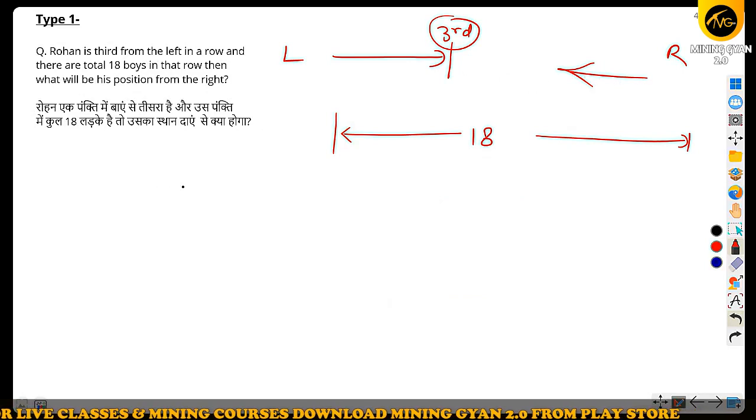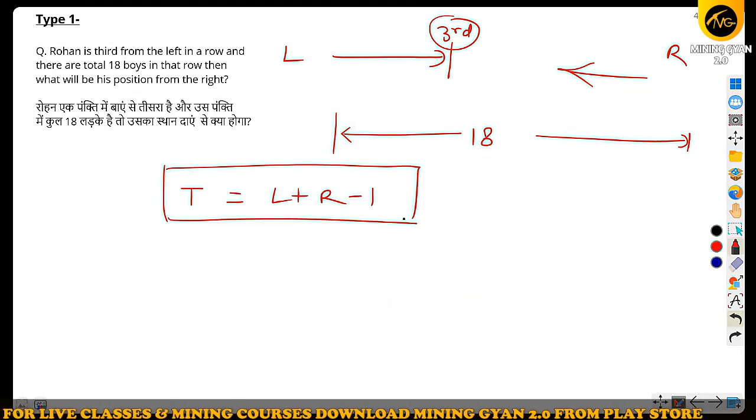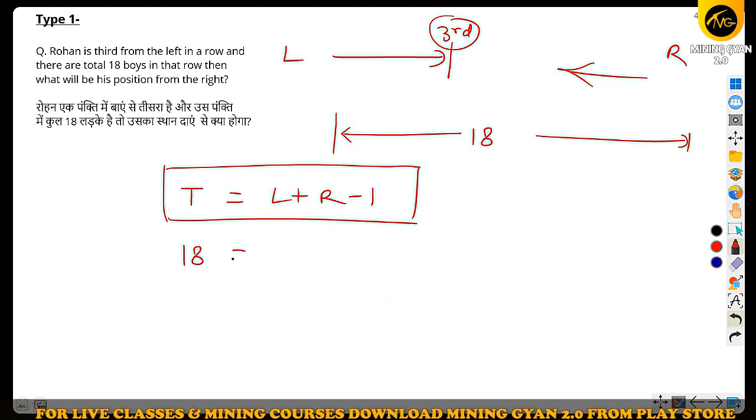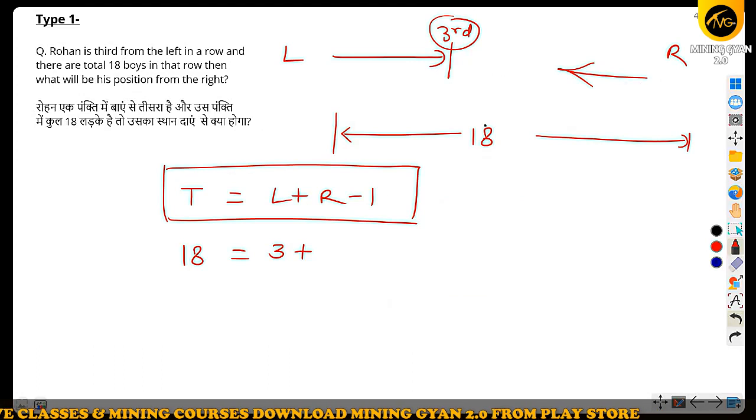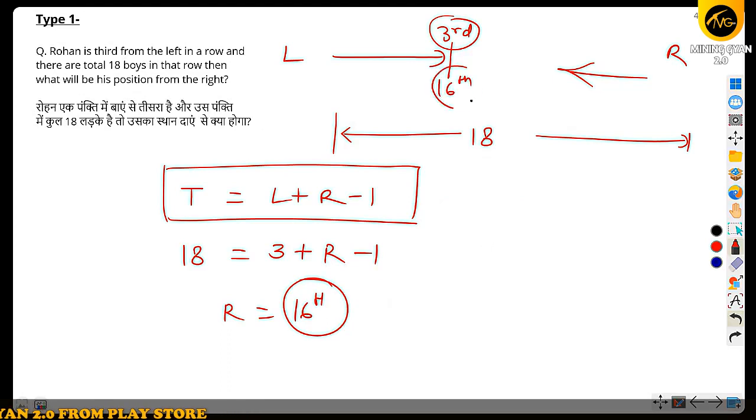So the formula is total is equals to left plus right minus 1. This is basic formula to calculate the ranking or ordering. So total number of students, 18, is equals to position from the left side of Rohan. So basically he is third from left. So just put down 3. And we have to calculate the position from the right side. So R minus 1. So R is equals to 18 minus 2, that means 16th position. So he is 16th from the right direction.